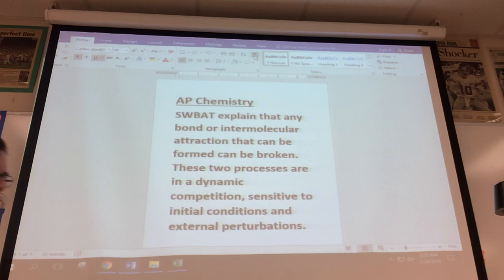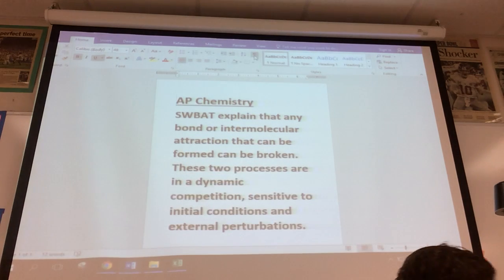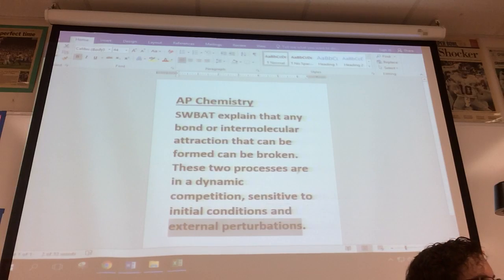We're going to continue with chemical equilibrium today. And again, this all fits into big idea 6. And today, more than ever, you will see the effect of external perturbations on chemical equilibrium with Le Chatelier's principle. We're going to talk a little bit more about equilibrium setup.